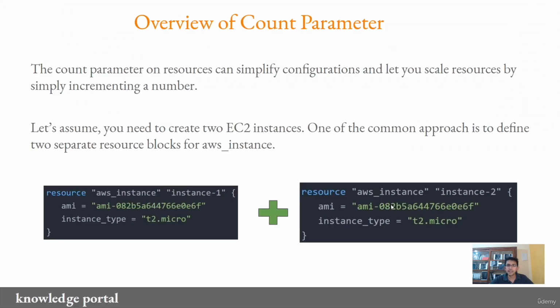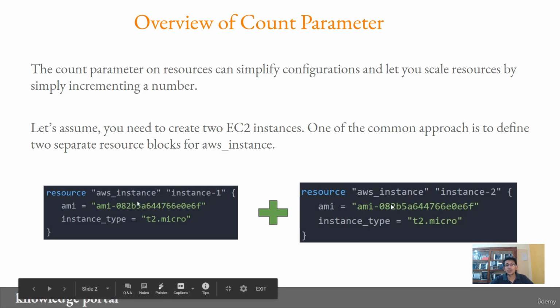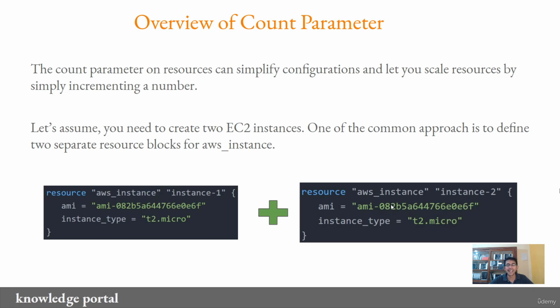So this is the simplistic approach in which you copy the resource block multiple times if you need multiple resources to be created. However, this can be a bit of a pain. Let's say you need 10 EC2 instances, you'll have to copy paste this 10 times. That is a bit of a pain and even your code will become quite long.